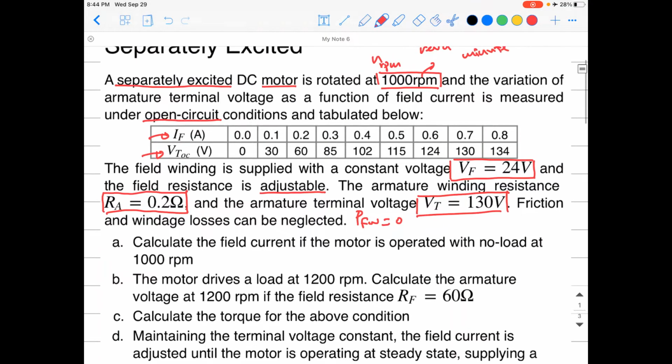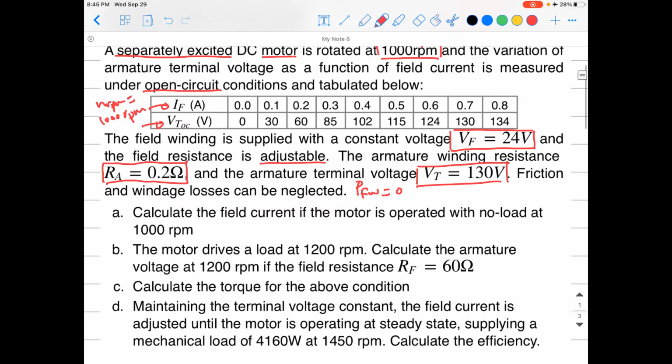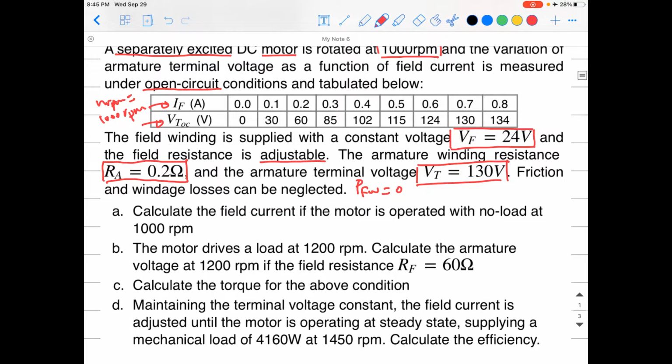Okay, so he's keeping the same value of the speed he's doing now, which is 1000 RPM, the same value of the speed where this table has been taken. So make sure to have this in mind. This table's values have been taken at this speed, 1000 RPM. So calculate the field current IF if the motor is operated with no load. Okay, so that's the no load condition at 1000 RPM.